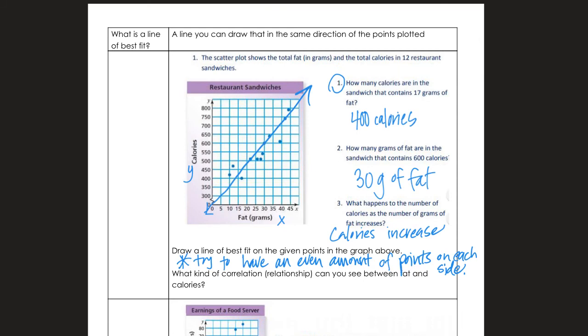So, as we said, this is a positive relationship because as fat increases, calories also increase. They're both increasing, so this is positive.